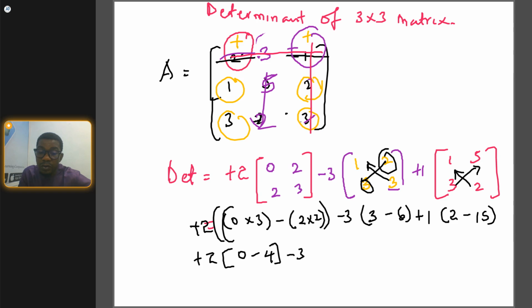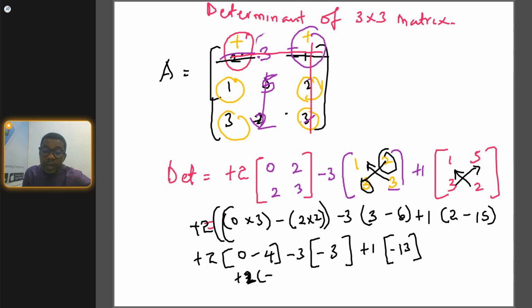Minus 3, open the matrix form. Subtracting 6 from 3, the answer will be minus 3. And we have plus 1. Subtracting 15 from 2, that is minus 13. And when you simplify this, you have plus 2 into bracket minus 4, minus 3 into bracket minus 3, plus 1 into bracket minus 13.